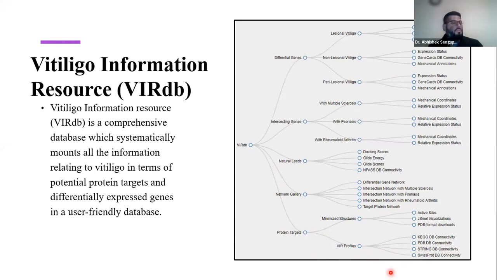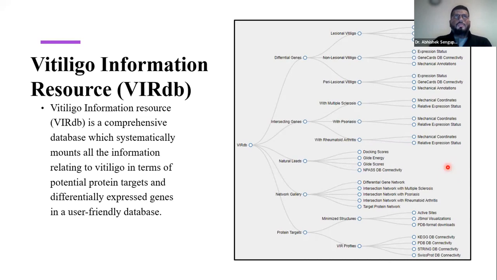Right. So we have used mostly microarray data here for the gene network, and we have analyzed those microarray data and done these network studies. We are still working a lot on different aspects of the vitiligo information resource. It has more other information. I would like all of you to visit that website.